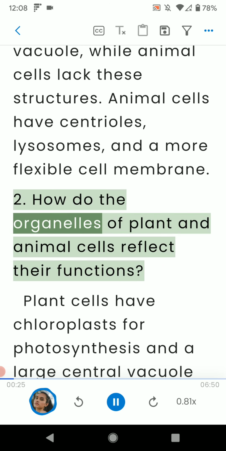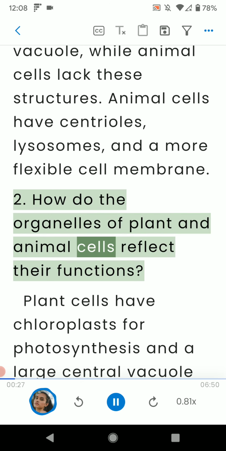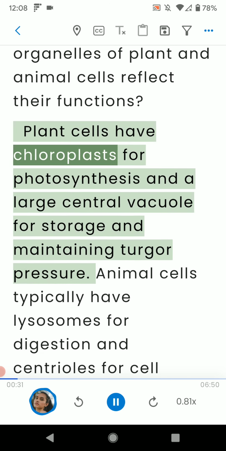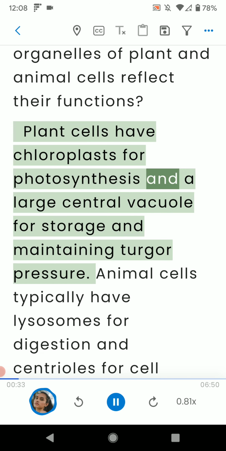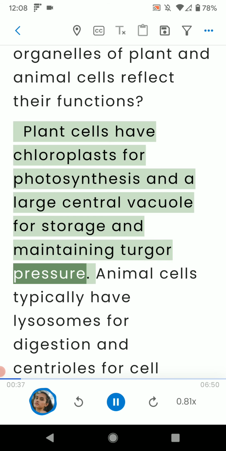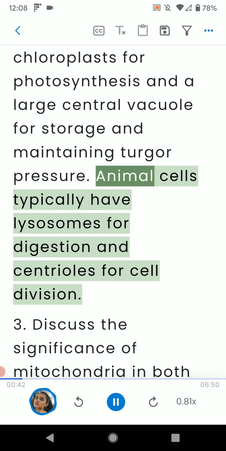2. How do the organelles of plant and animal cells reflect their functions? Plant cells have chloroplasts for photosynthesis and a large central vacuole for storage and maintaining turgor pressure. Animal cells typically have lysosomes for digestion and centrioles for cell division.